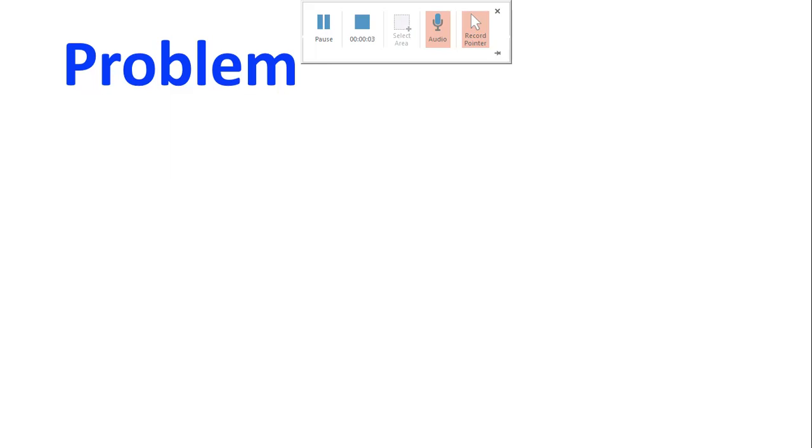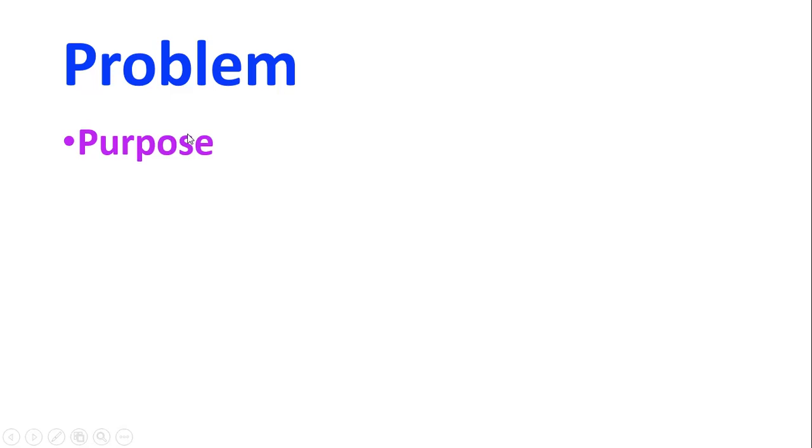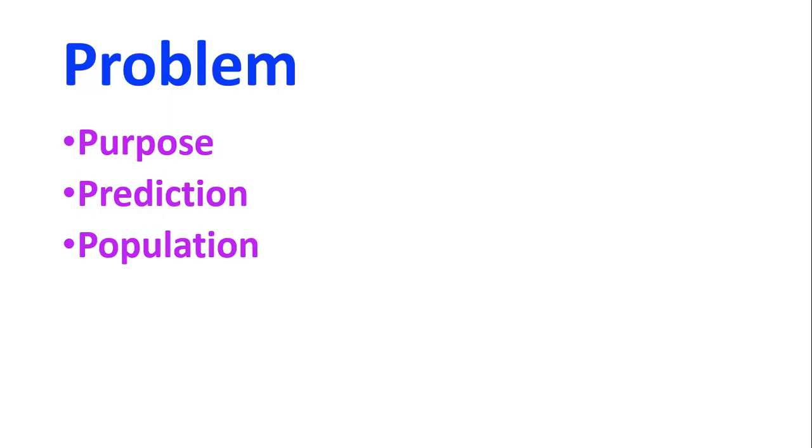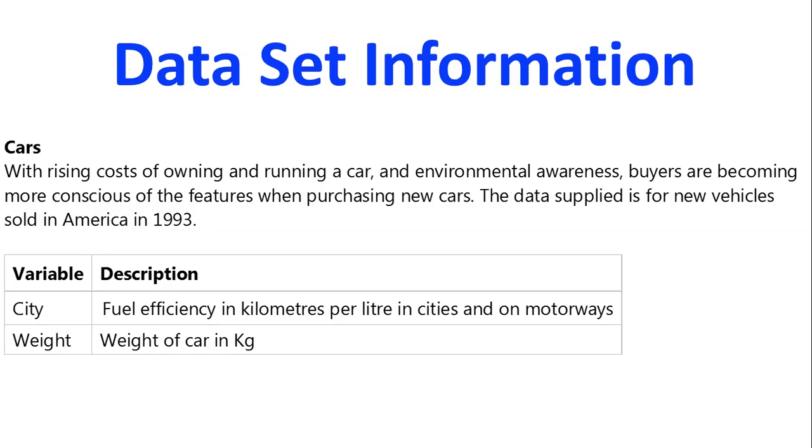We're looking today at the problem: how to define a problem in bivariate data. There are three things that you need to do. We first of all have to define what the purpose is, then you have to do a prediction, and then you have to describe the population. So we need to do all three of these things for the standard.